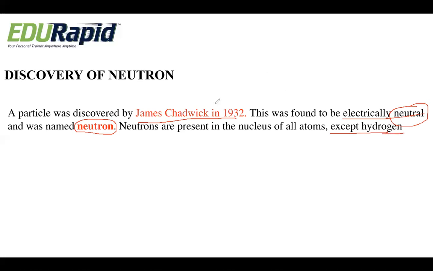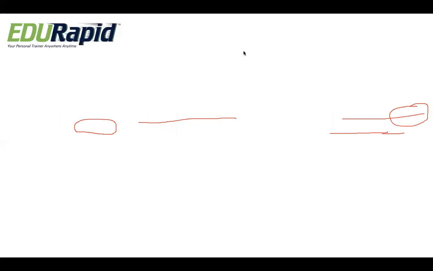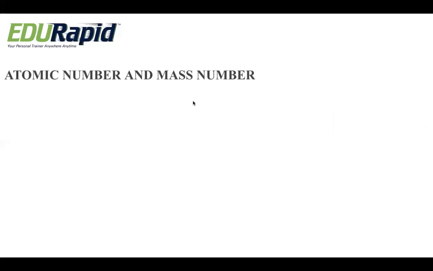By the discovery of the neutron, we could find a relationship between the atomic mass and the atomic number. So let us study what is the relationship between the atomic mass and the atomic number.